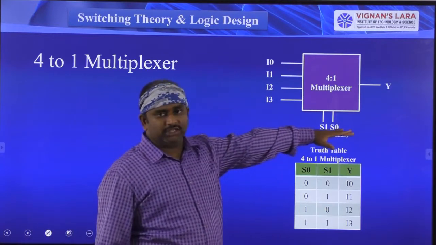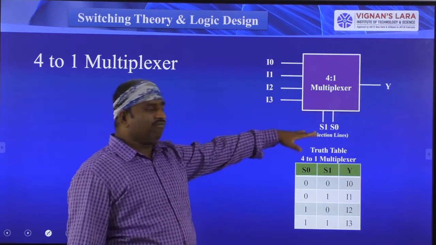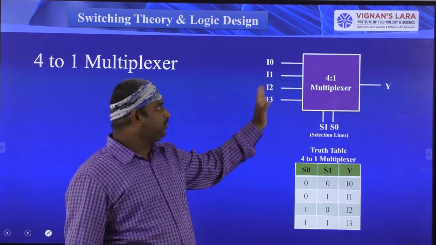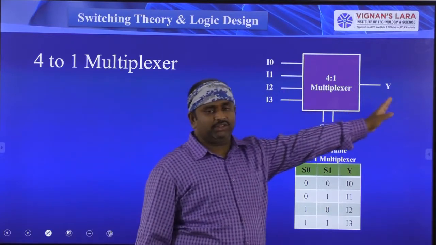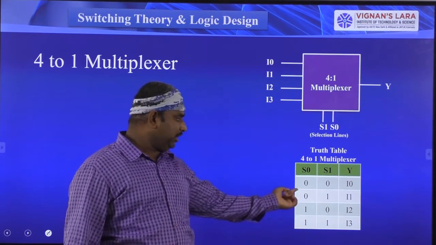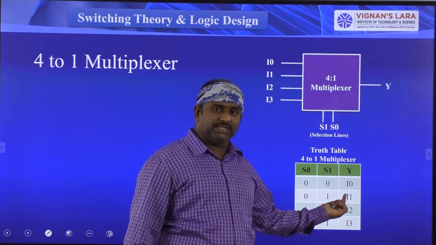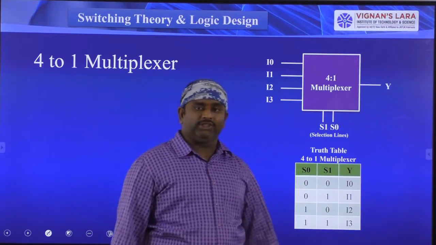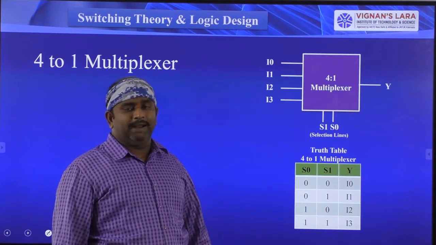But we know that when 0, 0 is selected, I0 goes to the output. When you select 0, 1, I1 goes to the output. When you select 1, 0, I2 goes to the output. When you select S1, S0 equal to 1, 1, then I3 goes to the output Y signal. So this is the 4:1 multiplexer operation. When you select 0, 0, the output Y is equal to I0. For 0, 1, Y is equal to I1. For 1, 0, Y is equal to I2. For 1, 1, Y is equal to I3. These are the total 4 configurations of the multiplexer.